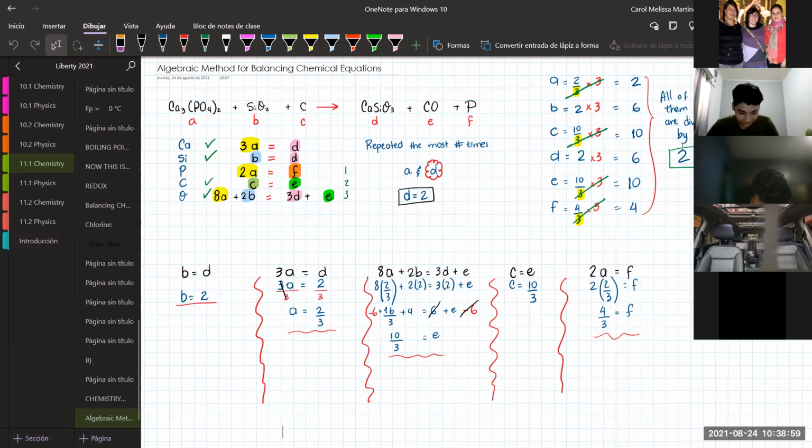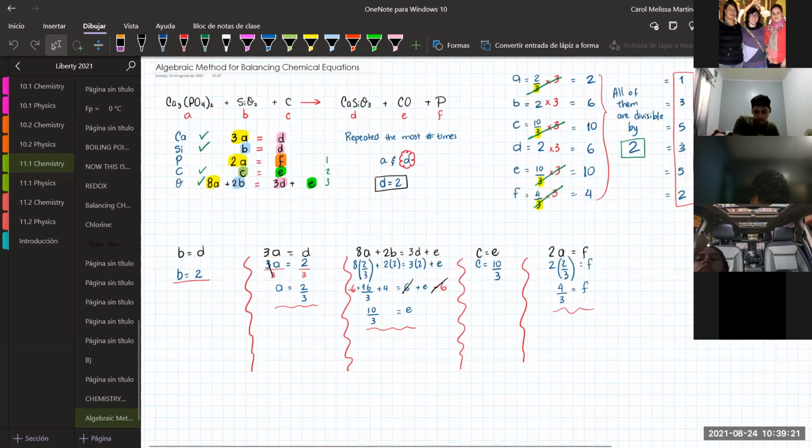And now, in this case, we say that these are going to be our coefficients, already simplified. And all that is left is to write them in the same order here in the reaction: 1, 3, 5, 3, 5, 2. Remember that 1 as a coefficient can be ignored. But in this case, I'm going to leave it there for you to see that 1 is coming from this one from here.